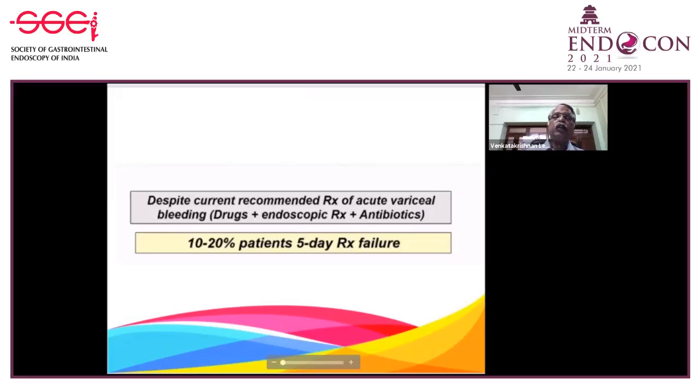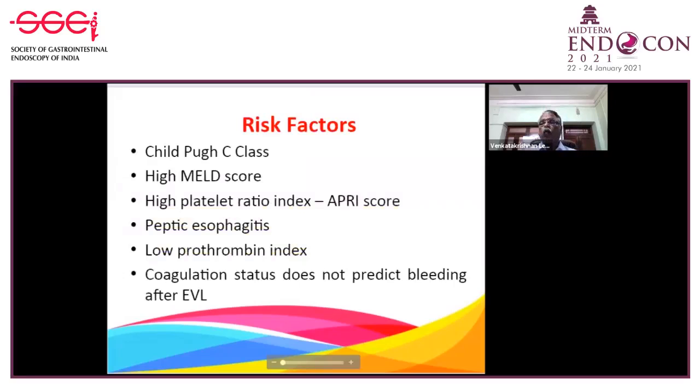And this has been very well shown by the Barcelona group in 2016. So what are the risk factors for a post-EVL ulcer bleed? There are at least about 5 to 7 studies, case control or retrospective studies, in patients who have come with post-EVL ulcer bleed.